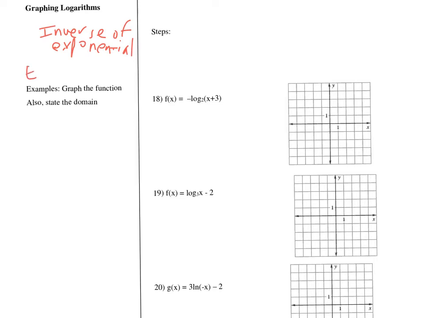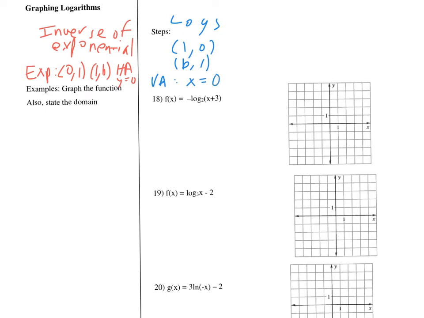So let's recall how we graphed exponentials. So for exponentials, we had our points. We had 0, 1. We had 1, base. And then we had a horizontal asymptote at y equals 0. So for logs, which we'll do over here, remember that the inverse means that we switch x and y. And so our points are going to be, instead of 0, 1, since it's the inverse, we'll do 1, 0. And then instead of 1, base, we're going to do base, 1. And then instead of a horizontal asymptote, we are going to do a vertical asymptote. And a vertical asymptote is going to be defined as x equals 0.